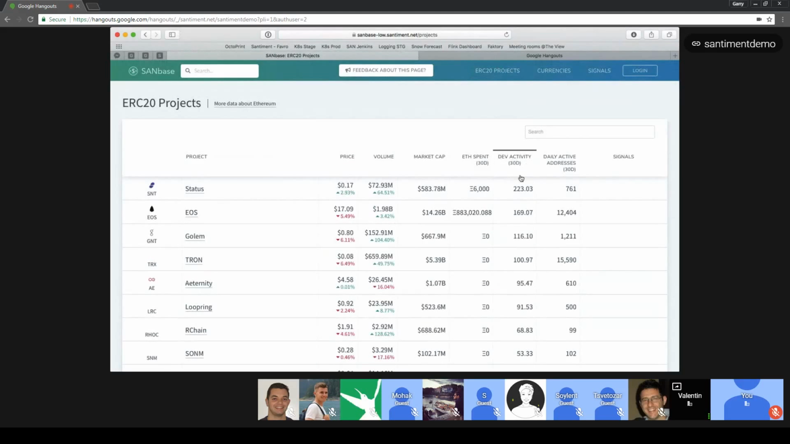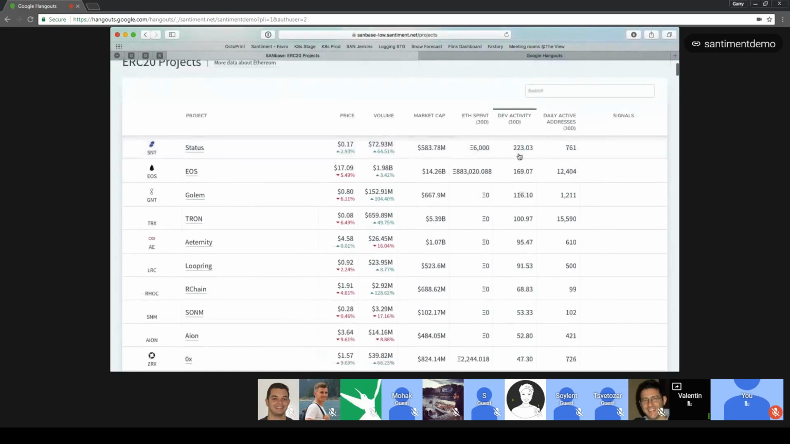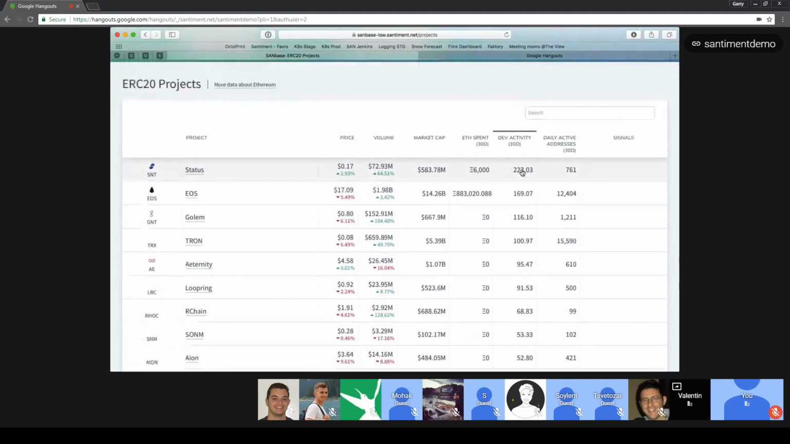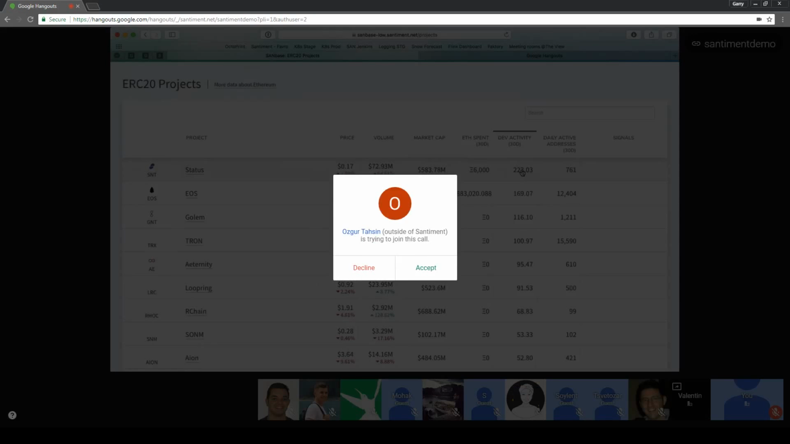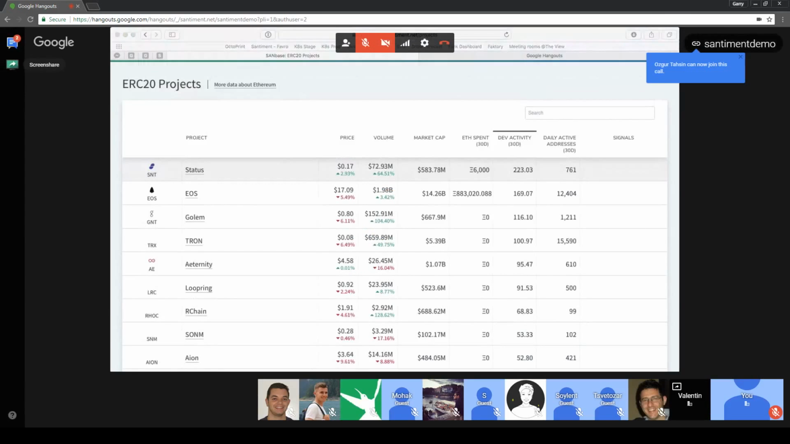And here you have the average development activity for the last 30 days. This way you can get an idea of which are the projects that are most active on GitHub. Now, you may ask, there are other websites that are doing development activity, but we developed a kind of new approach for measuring this.